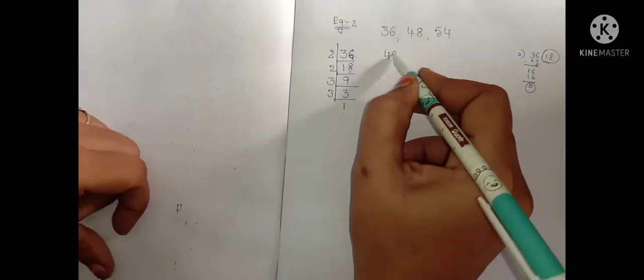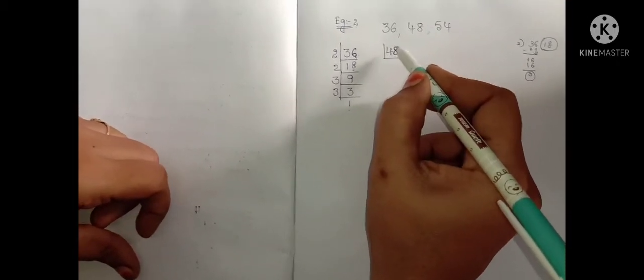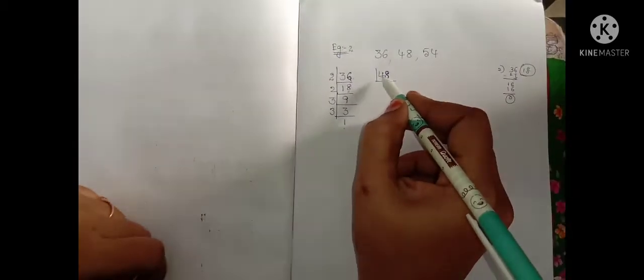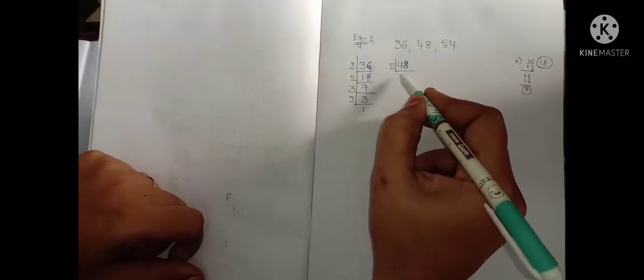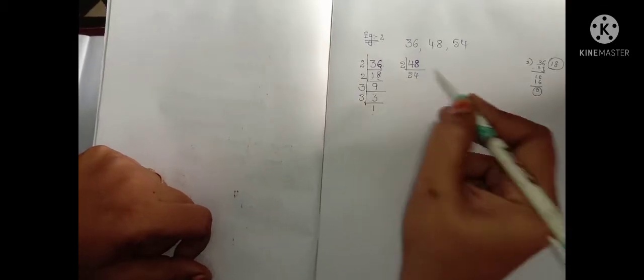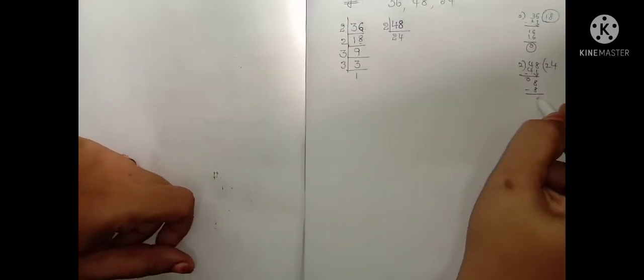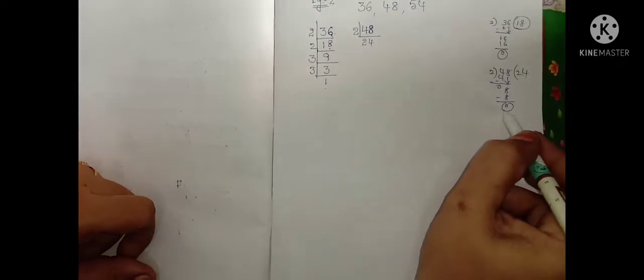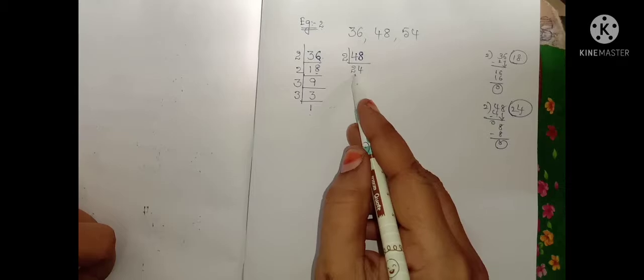Start 48. Here the last digit 8 is there, which is possible in the 2 table. So the full number 48 is possible in the 2 table. How many times in the 2 table is 48? 2 2s 4, 2 4s 8. That means 24 times. Suppose you don't know, do division. 2 table 48, 2 2s 4, 4 minus 4 is 0. 8 bring down, 2 4s 8, 8 minus 8 is 0. Remainder 0 came. That means it is possible 24 times. That I have written here.